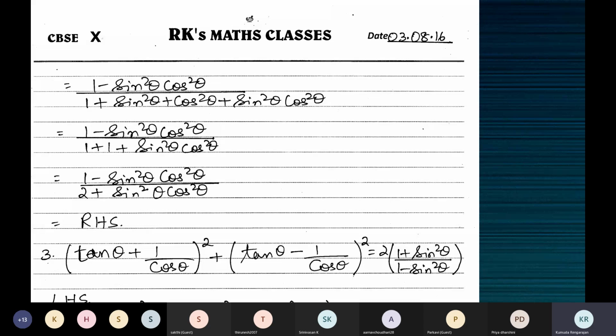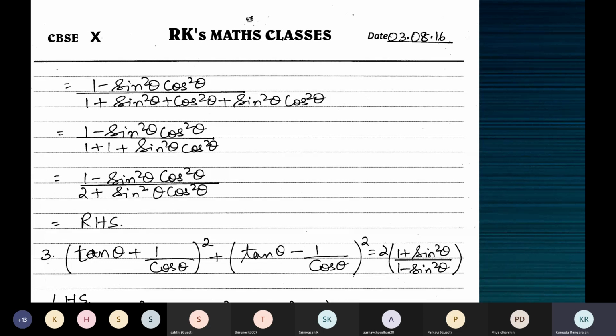Somebody else other than Tirunesh and Priyadarshini, tell me, what is A here? Tan theta. And what is B? 1 by cos theta. A is tan theta and B is 1 by cos theta.